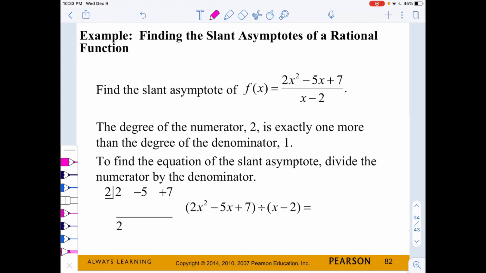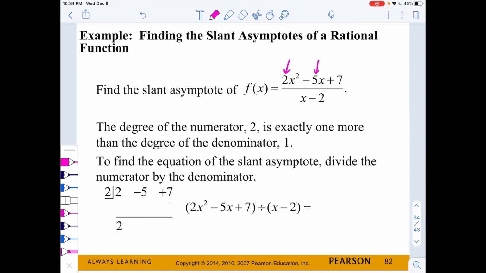It says to find the slant asymptote of f of x is equal to 2x squared minus 5x plus 7 divided by x minus 2. So it states that the degree of the numerator, 2, is exactly 1 more than the degree of the denominator, 1. It says to find the equation of the slant asymptote, divide the numerator by the denominator. So we're going to use synthetic division. I think at this point it might be a little easier for some of us.